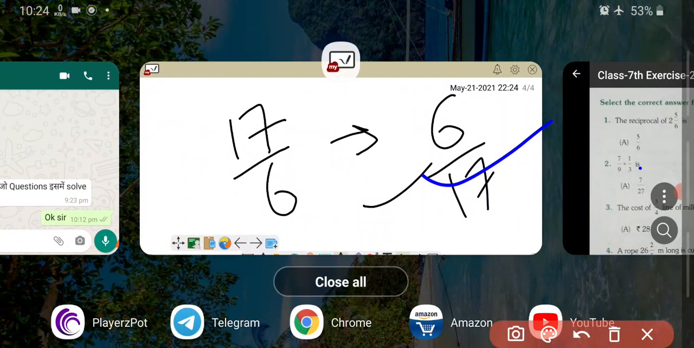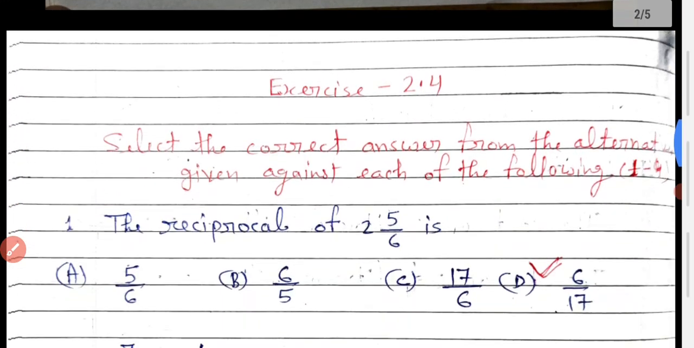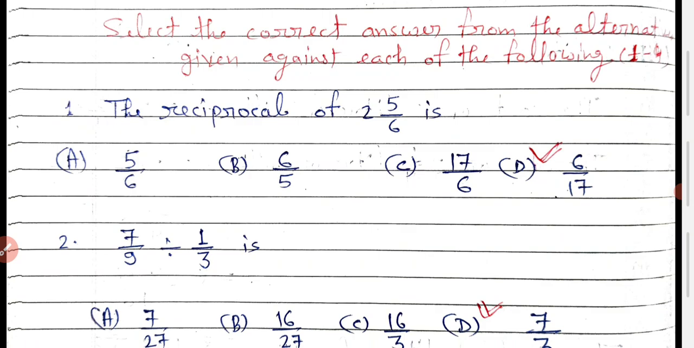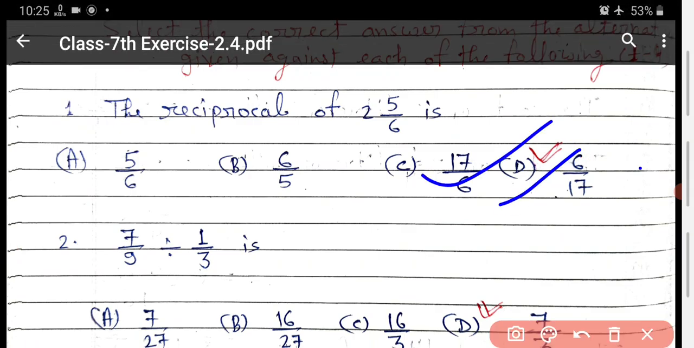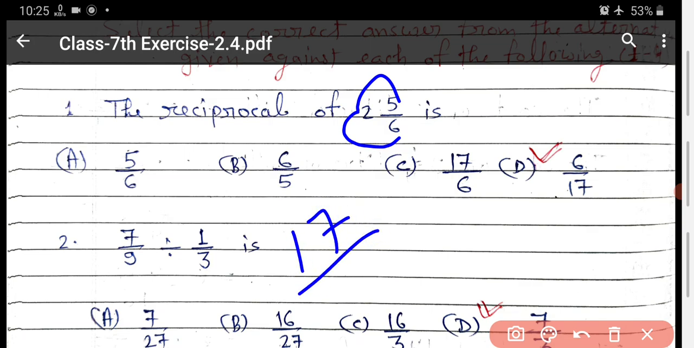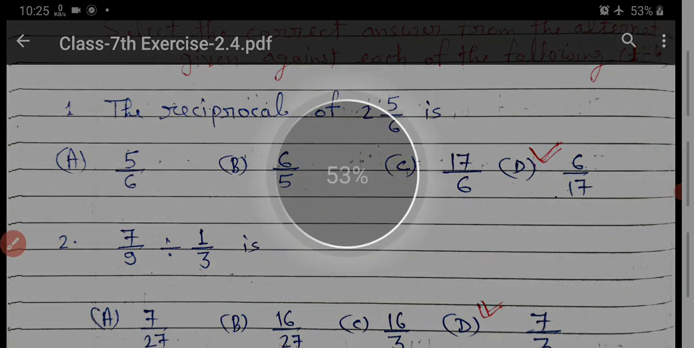I will show you here in that question also. Just see here, the reciprocal of this. You have to choose 6 by 17. How do you find that? As I told you, multiply 6 by 2 to get 12 and then plus 5. What do you get here? 17 by 6. And what is the reciprocal? Just reverse it. It becomes 6 upon 17. It is your answer. Now come to the second question.